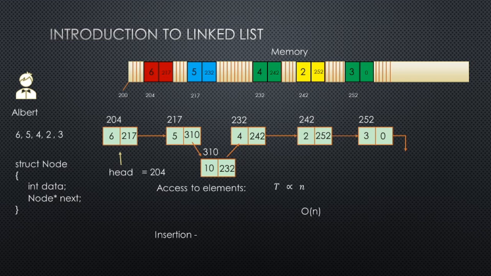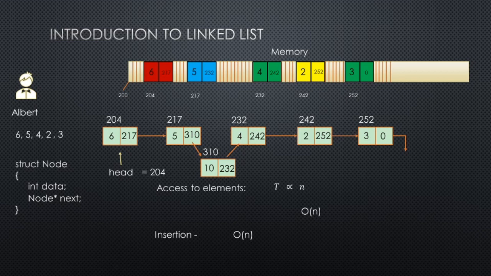To insert, we will also have to traverse the list to a particular position, and so it will be big O of n as well in terms of time complexity. The only good thing about insertion is that we do not have to shift the elements like we did in arrays, which we had to do if we wanted to insert something in between two elements. Similarly, deleting something will also be big O of n.